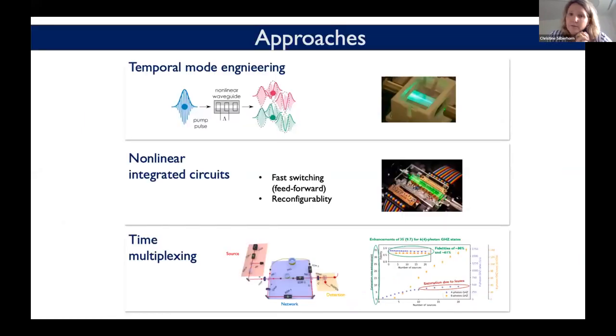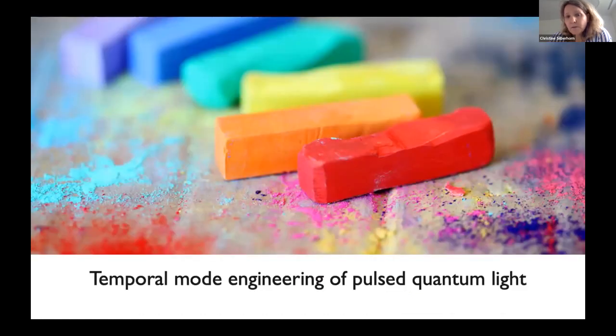So let me briefly give you an outline of what I want to be talking about and which approaches we are actually pursuing to get high-dimensional systems. I want to start to talk a little bit about temporal mode engineering. It's important, but also a fascinating field, how you combine pulsed light with quantum optics. I will talk a little bit about nonlinear integrated circuits. And last but not least, I would also like to illustrate a little bit what time multiplexing can do for you to get large-scale systems.